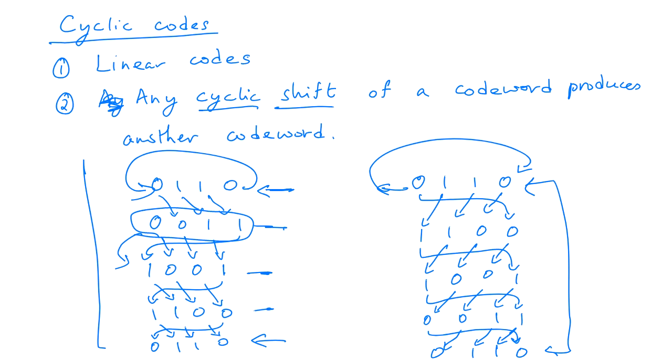So a cyclic shift produces another code word. If that is the case, then we call such a coding scheme or coding technique a cyclic coding technique, and the codes that are produced are called cyclic codes. So the cyclic code has the property that a cyclic shift produces another valid code word.